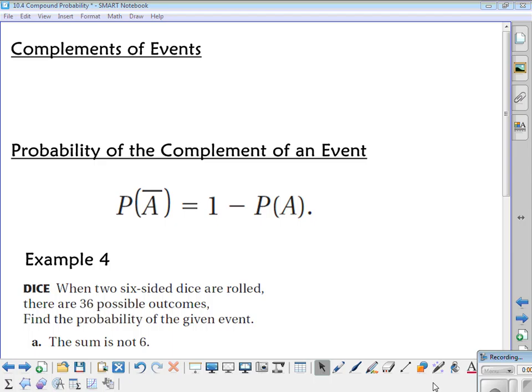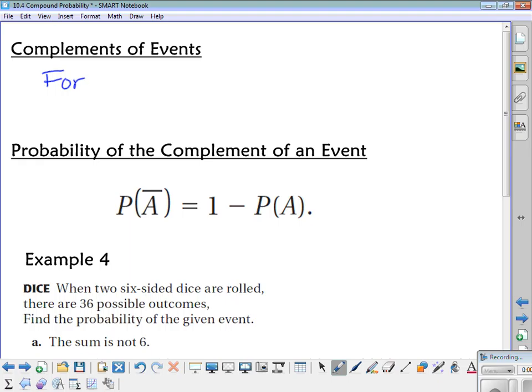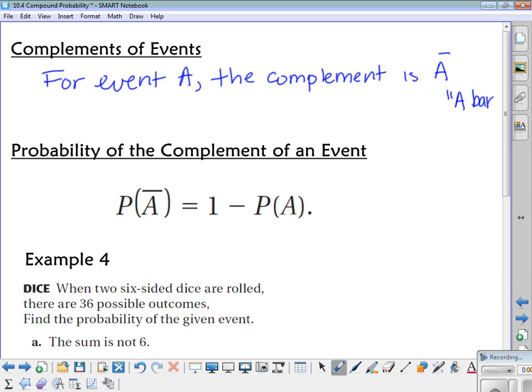All right, so today is a continuation of section 10.4, compound probability. So today we're going to talk about the complements of events. So for event A, the complement is A with a bar over it, and they literally just say A bar. And so the complement is the events that are not in A.